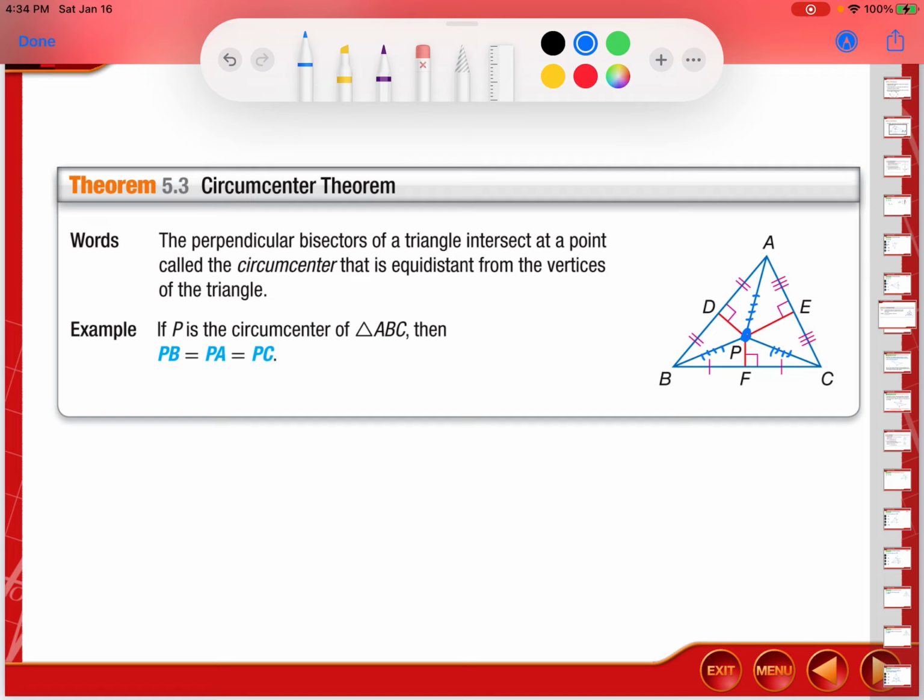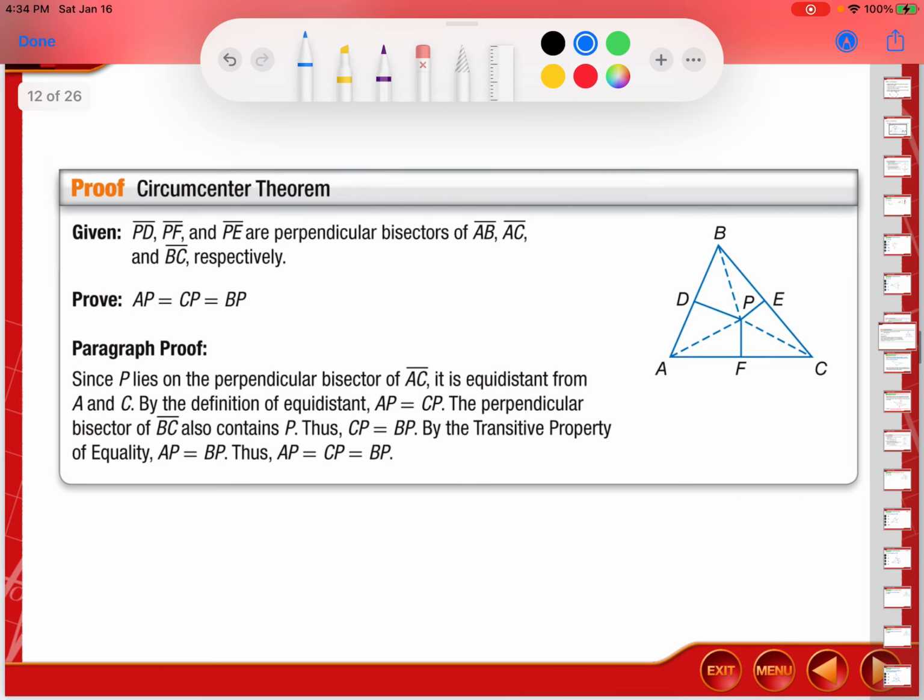So in this example, like we said, PB is equal to PA, which is equal to PC. They're all congruent to each other because point P is the circumcenter, where those perpendicular bisectors intersect. Moving on. So, circumcenter theorem.